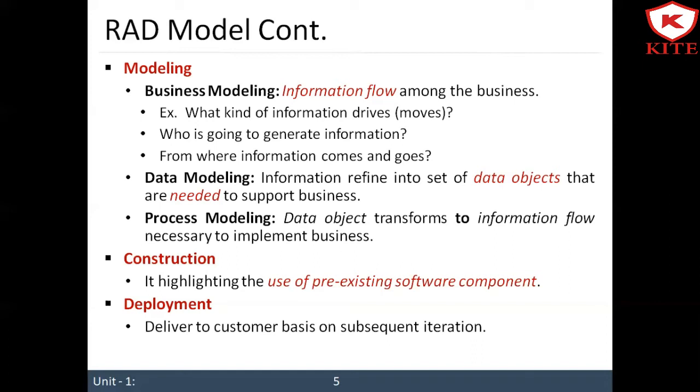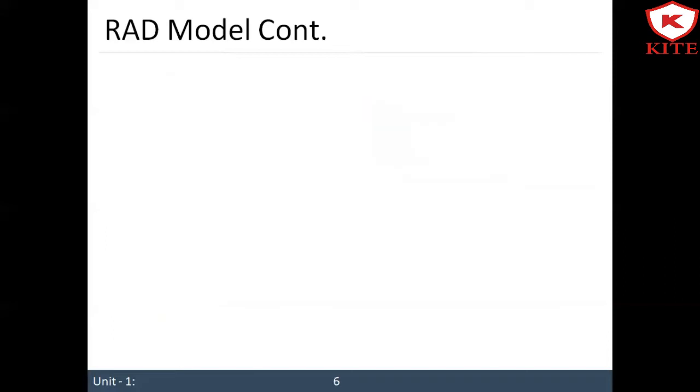The last one is deployment activity. Finally, deployment establishes a basis for subsequent iteration if required. Delivered to the customer on the basis of subsequent iteration means as we complete the iterative procedures, we can install or deploy our software on a client machine or a PC.